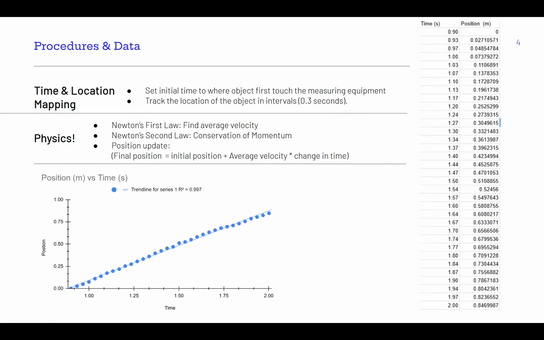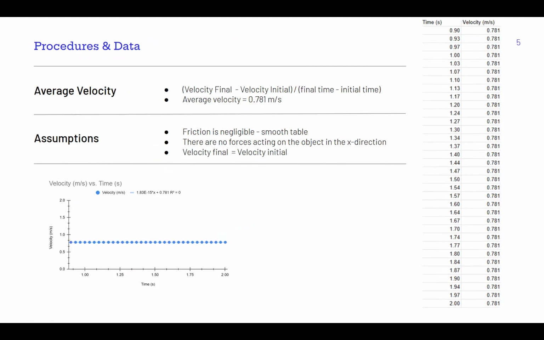final time minus initial time. Final, I'm so sorry, final velocity minus initial velocity divided by final time minus initial time, and that gave us the average velocity of 0.078, and that was exactly what we observed to be the velocity of our system during the time interval. So initial velocity, final velocity, and average velocity were all the same.